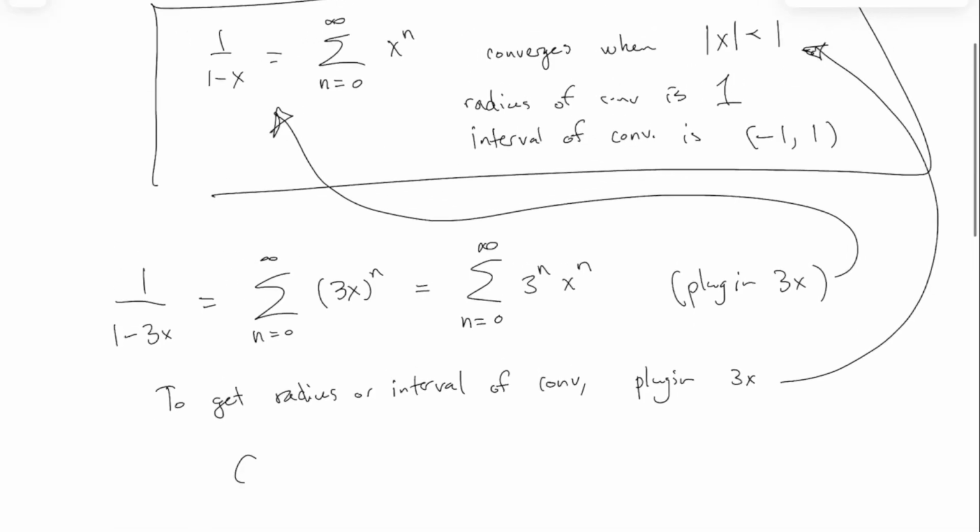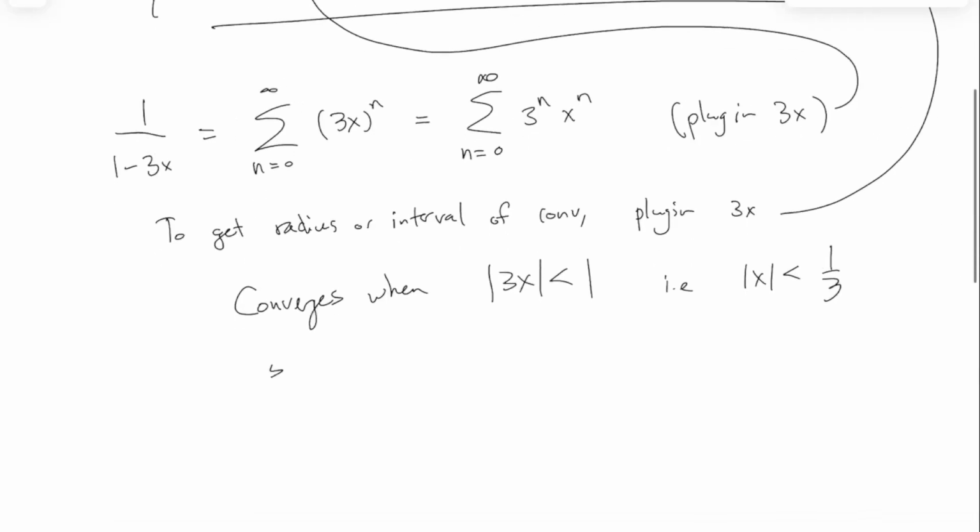So this converges when absolute value 3x is less than 1. And in other words, i.e., absolute value x is less than 1/3, right? The 3 in this situation can just pull out of the absolute value sign, and then you can divide it onto the other side. All right, so that means, in this case, the radius of convergence is 1/3, and so the interval is minus 1/3 to 1/3.